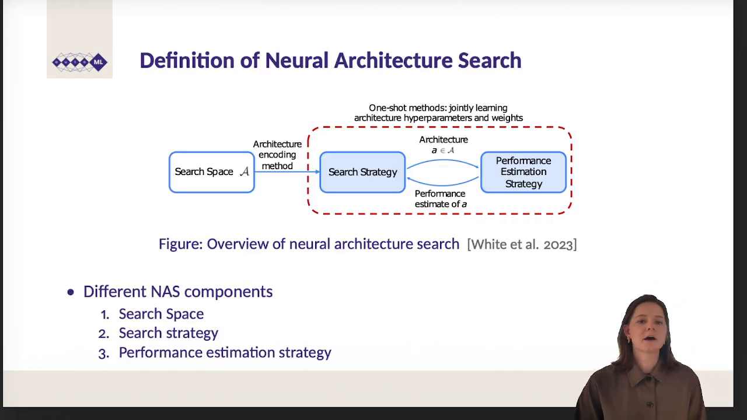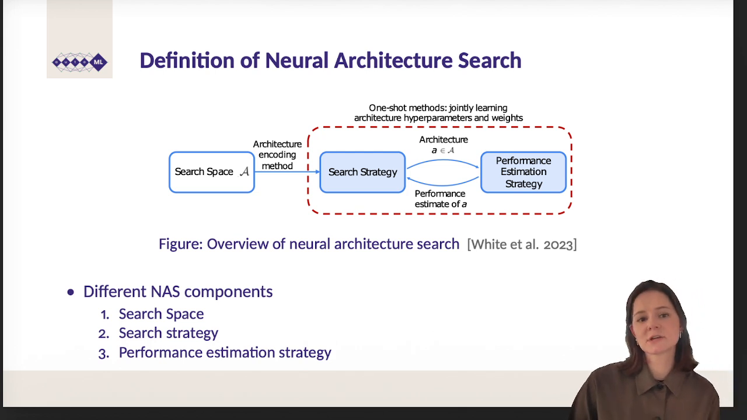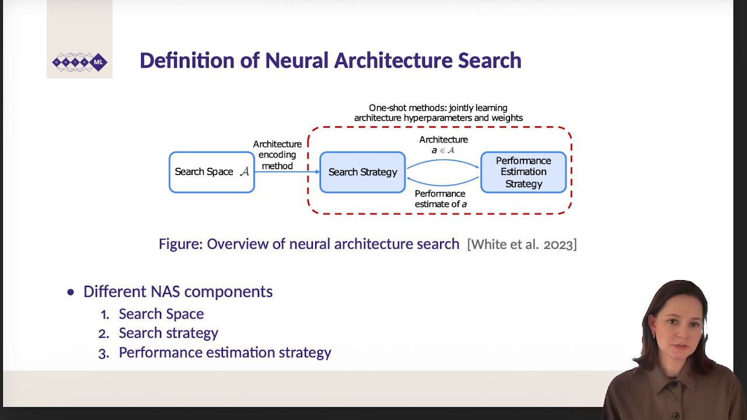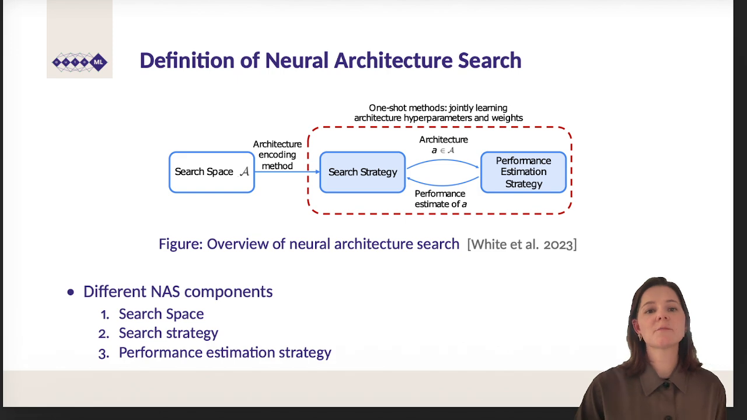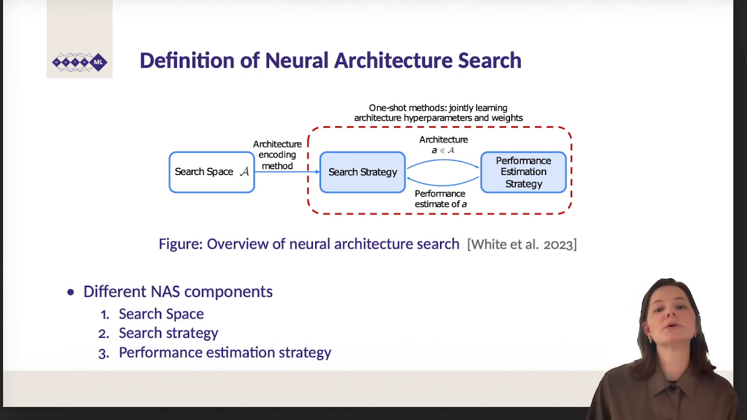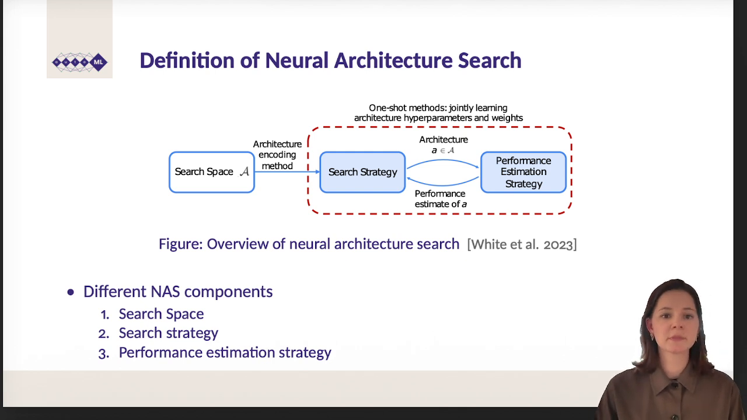Coming back to the neural architecture search definition itself. Neural architecture search is based on 3 different components. We have the search space, we have the search strategy, which we apply within the search space, and we have a performance estimation strategy, which estimates how good the performance of the architecture is and gives this information back to the search strategy in a loop.